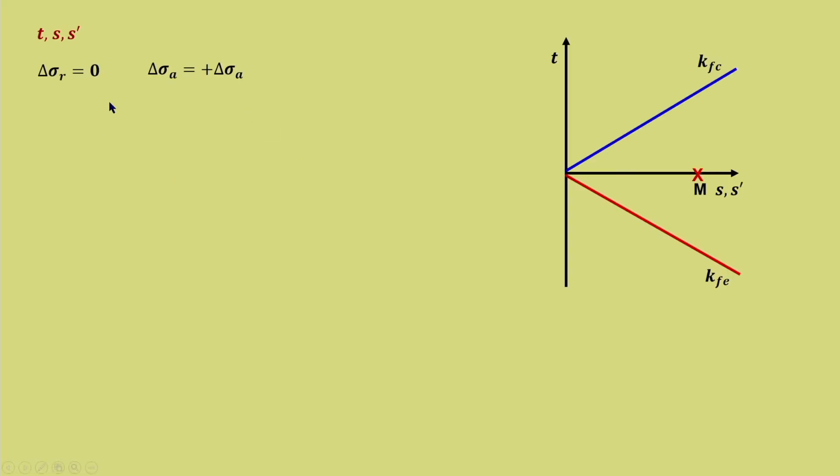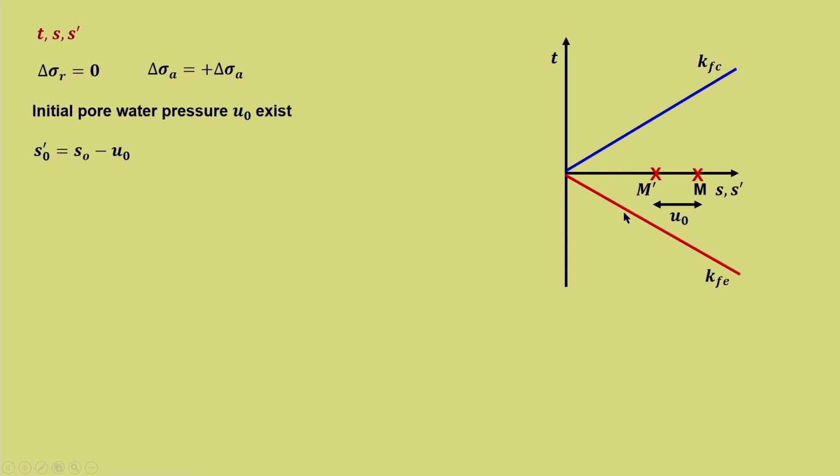Starting point is there, delta sigma r 0, delta sigma A is equal to plus delta sigma A, everything remains same, u naught exists. So, then it will be shifted. Now, this also we have already seen in our initial stress path discussions, like S naught dash will be S naught minus u naught. So, in case you have any doubt, please refer back to the earlier lectures. So, this is the point M dash. Okay. So, it is separated by initial pore water pressure u naught.